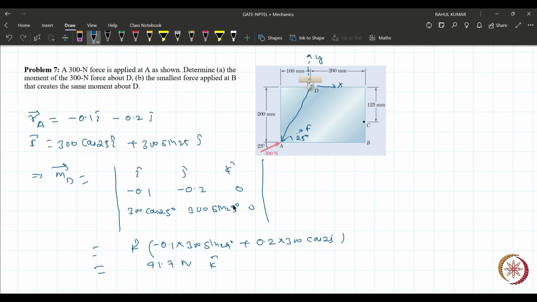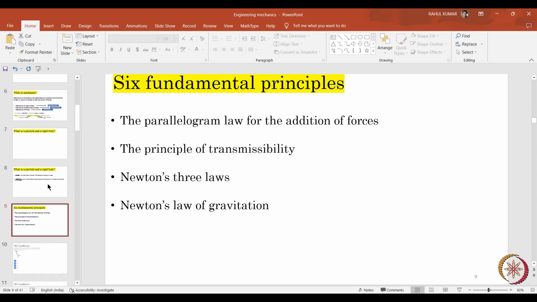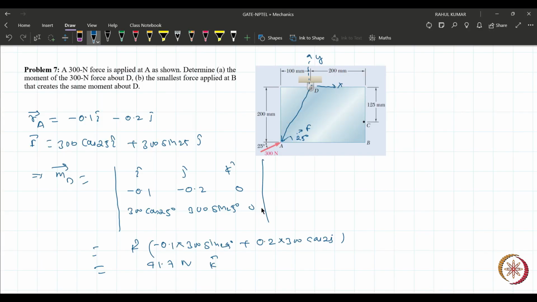So we will wrap up here. We will meet next week. The topic of next week will be friction and applications. Try to solve the B part also.